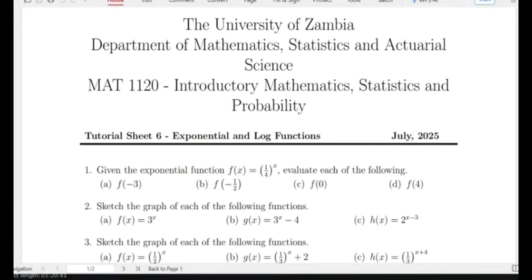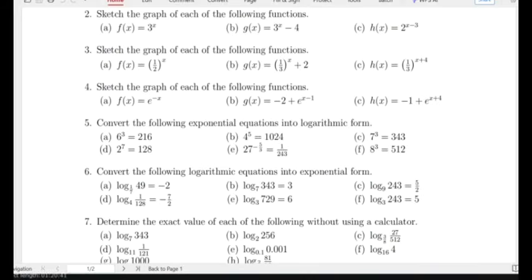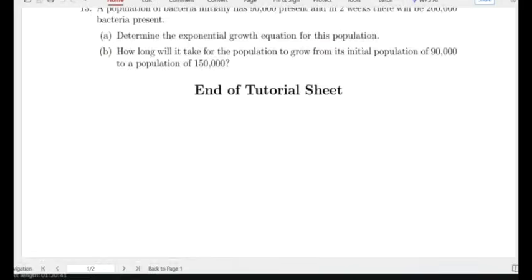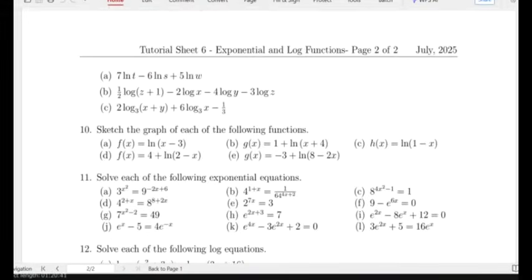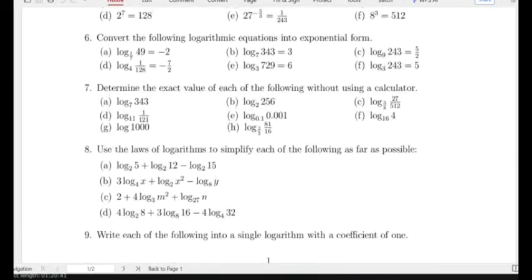So in today's session, we are going to look at Math 1120 tutorial sheet 6, that is under exponential and logarithmic functions. Now, what I want you guys to look at is, if you look at these questions, I've solved all the questions from question 1 all the way to question 13, okay? And the solutions are available.